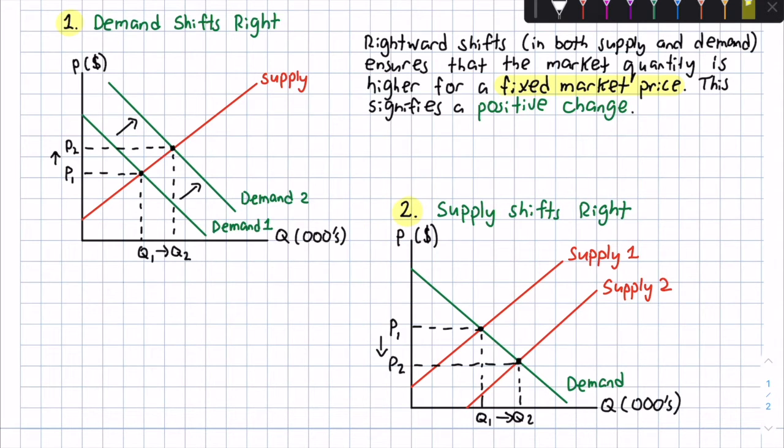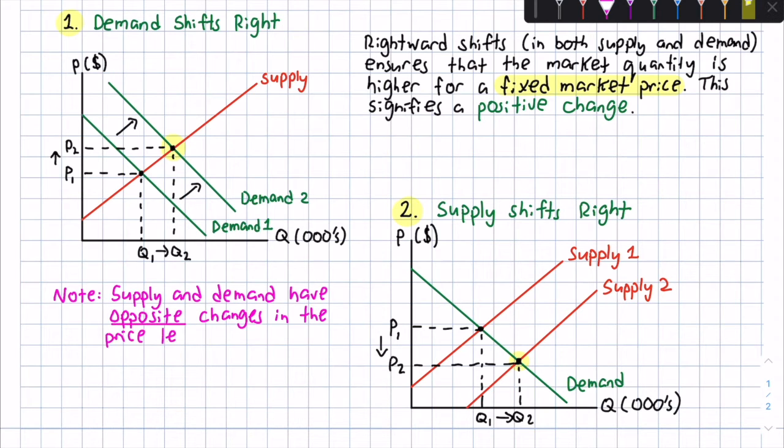So we can see the price change is inverted, whether demand or supply shifts right. So supply and demand have opposite change in the price level when shifted in isolation. And this will be important when we look at the more complex cases.